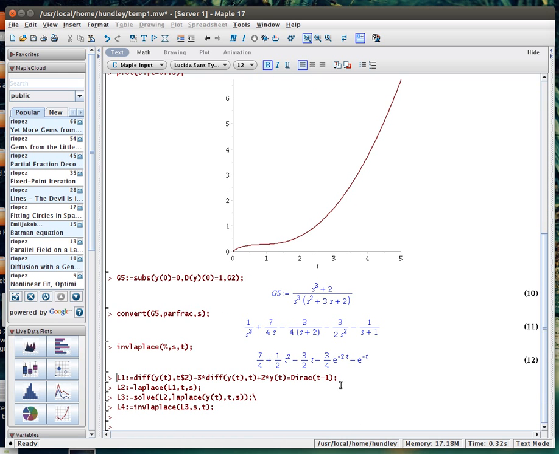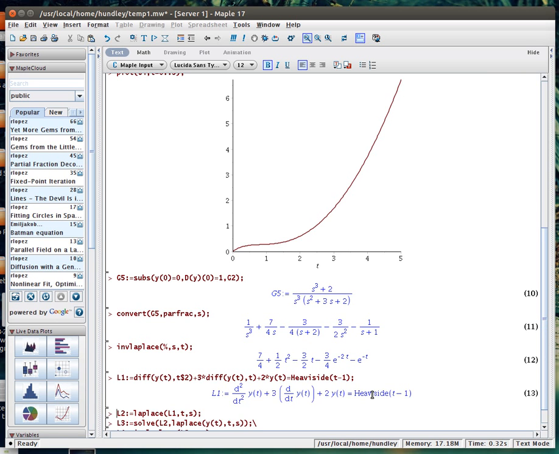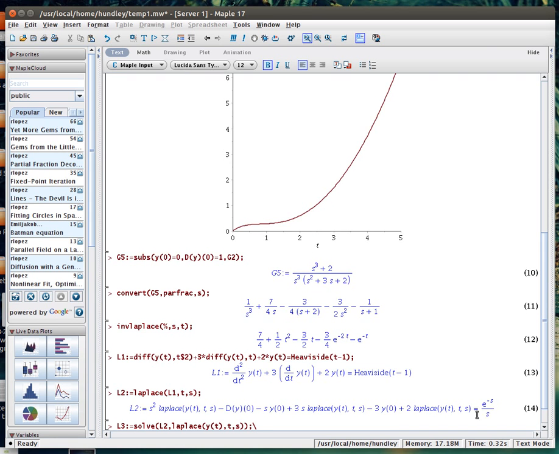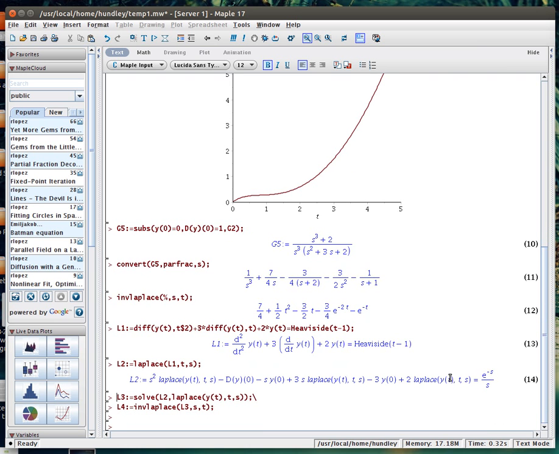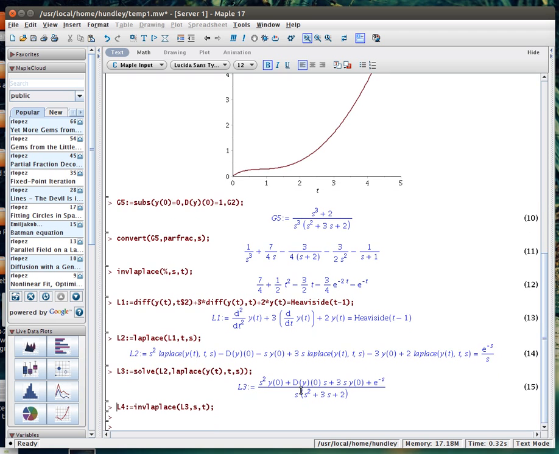Let's see. We can also use the Laplace transform for things like the Heaviside function and the Dirac function. So maybe I'll replace this with the Heaviside since we're doing that one next. Heaviside. Good. And so in that case we have this differential equation. We just changed the right hand side. We can take the Laplace transform, and you see that we do get the Laplace of the Heaviside there.